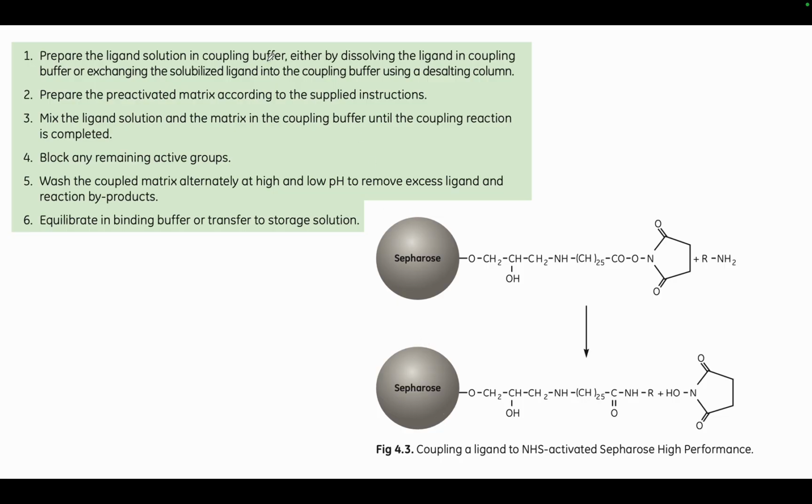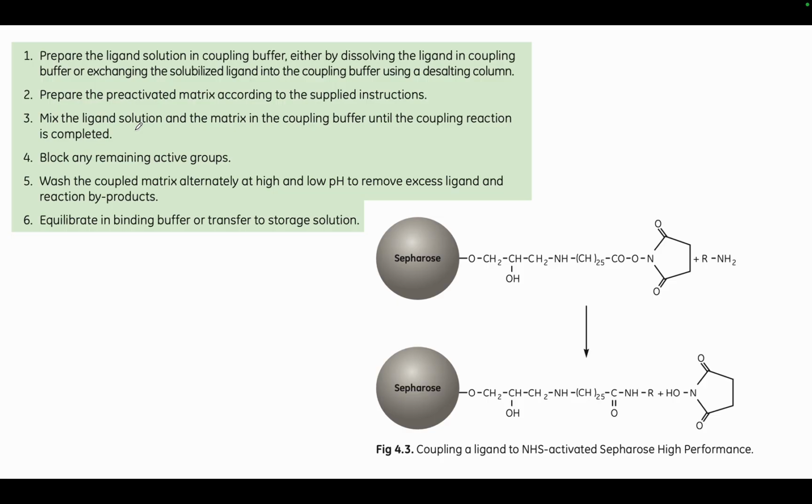So a coupling reaction, as you can see, is not very complicated. We just have to activate the matrix and mix it with the ligand solution. And then when that is done, we just have to block any of the remaining groups where our ligand is not added, because we don't want them to react with any of the proteins that we're going to add later.